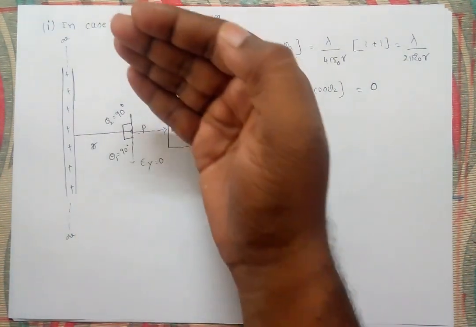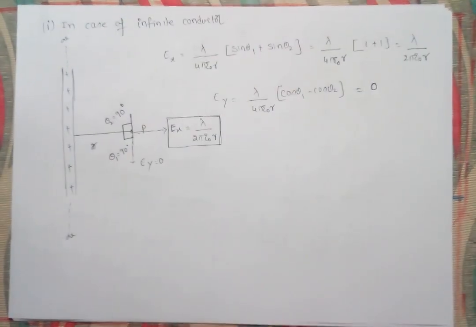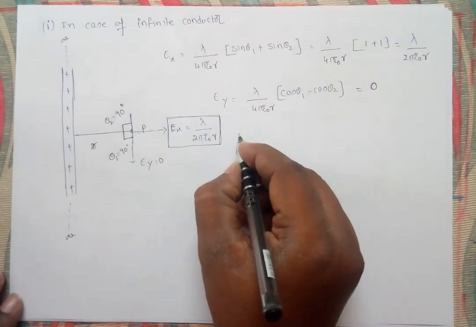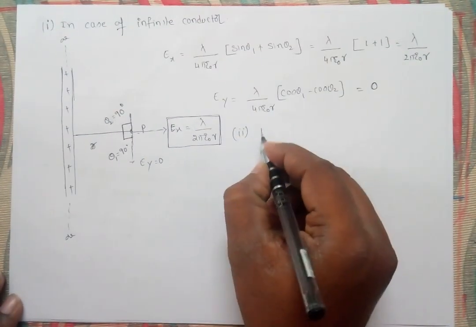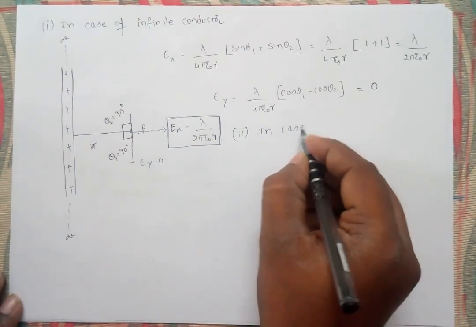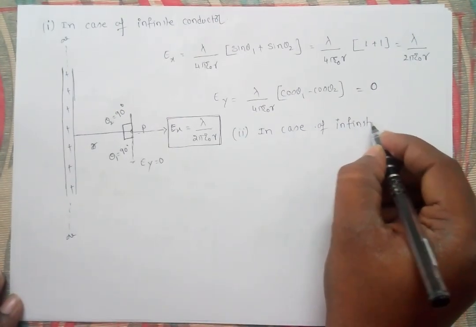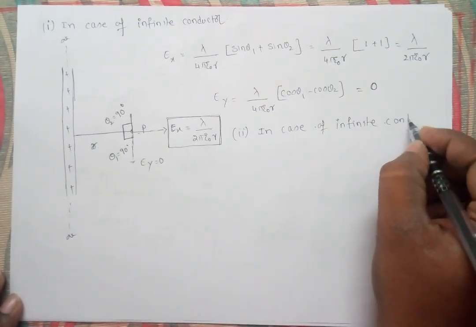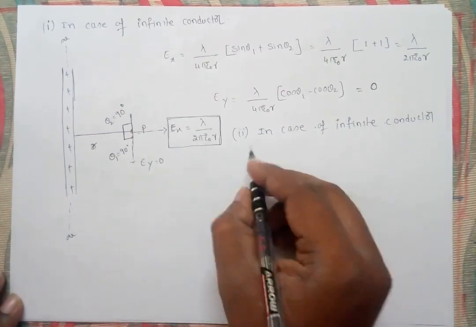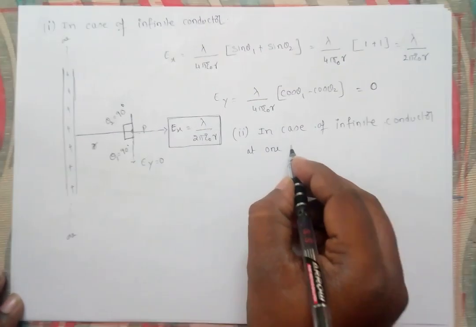So a very long conductor is there, taken at one end. This is the second case: in case of an infinite conductor at one end.